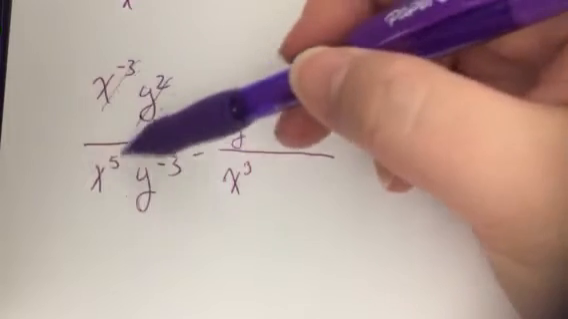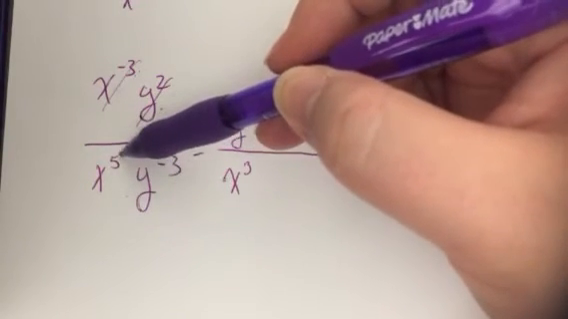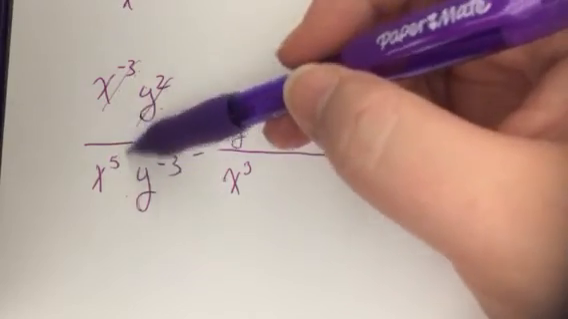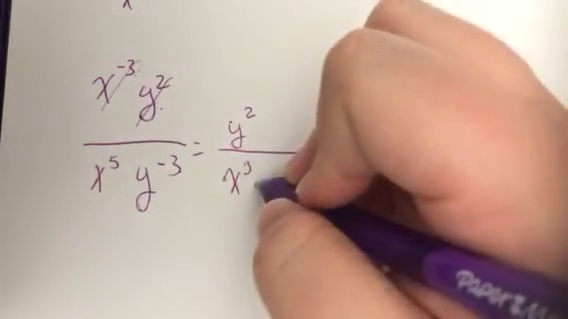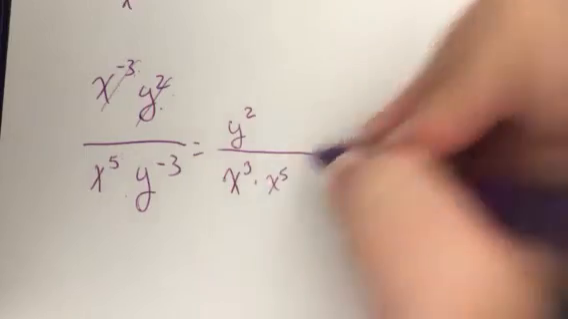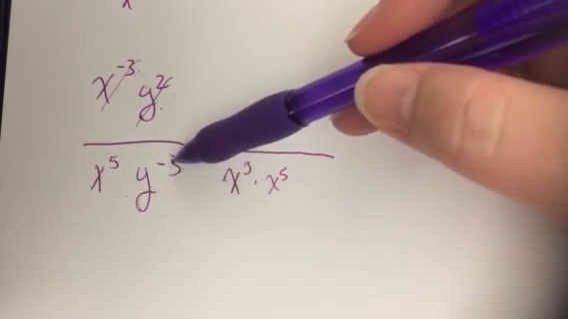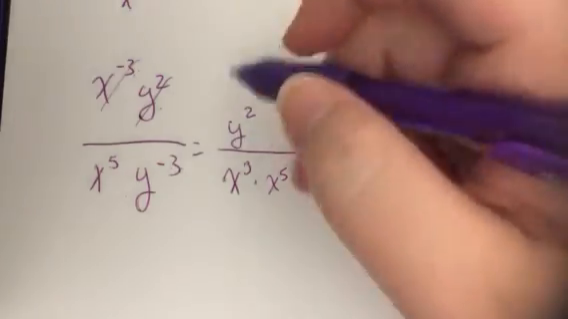Let's go to the bottom. I have x to the fifth power. That is a positive exponent. It stays where it is. It does not move across the fraction line. So it's going to be in the bottom down here. Y to the negative third: a negative exponent is going to move across the fraction line.